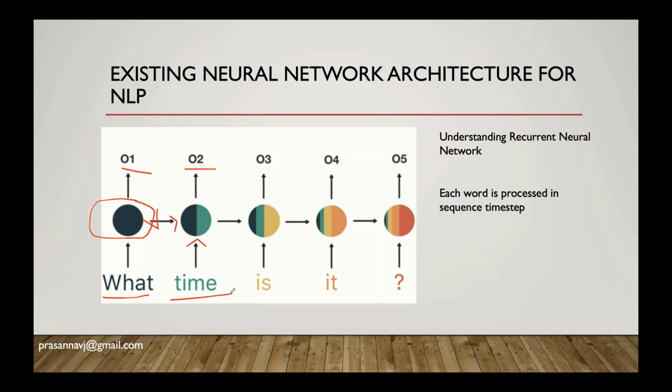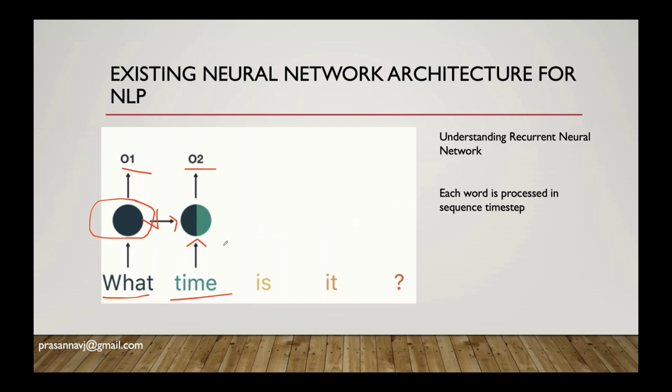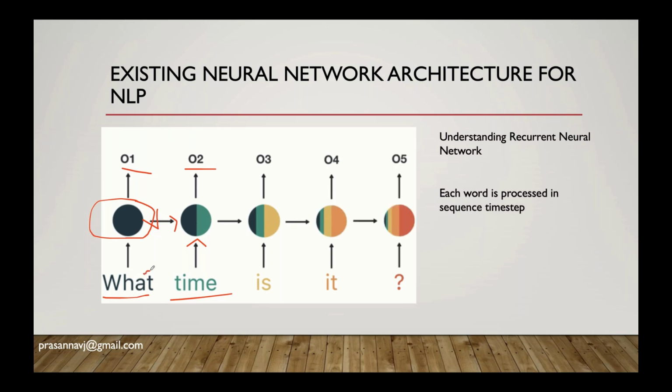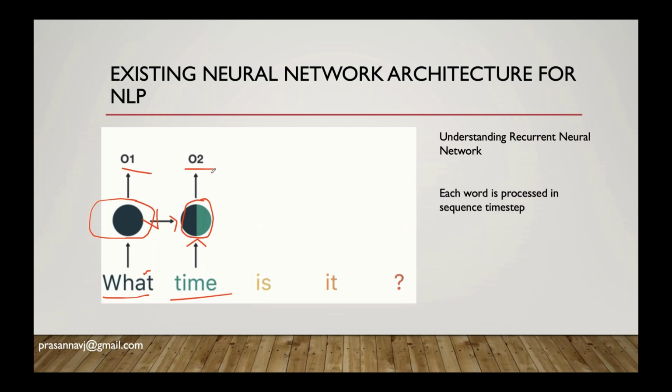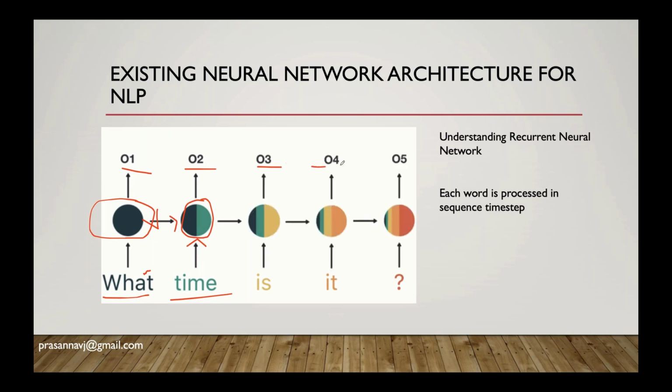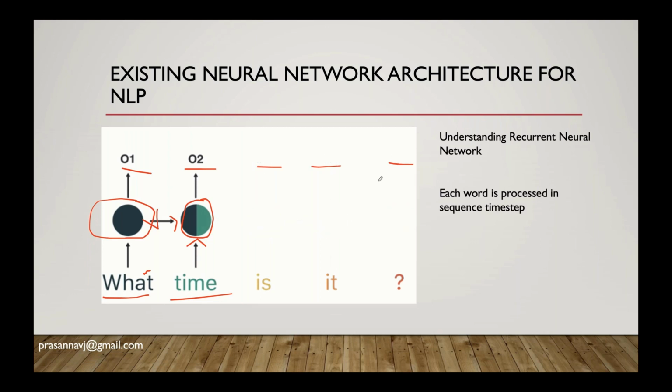So now, the second step does not just consist of the new item, "time", it also consists of what it has already processed, "what". So it will understand much better what it is currently processing and what it has already processed. Likewise, it will do time steps 3, 4, 5. If you have a big paragraph of text, it will process that in a sequential manner. So this is the way in which the recurrent neural network works.